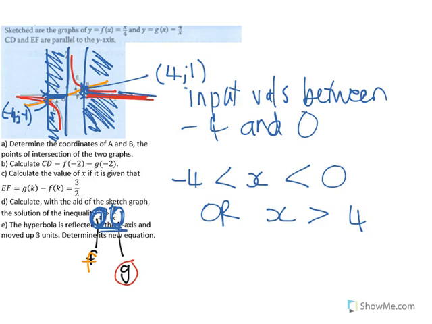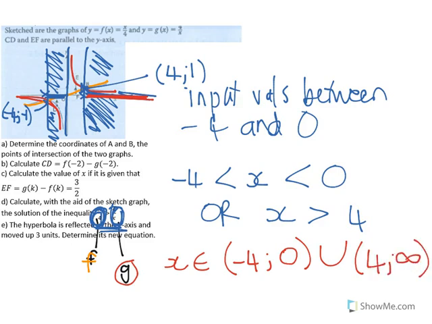The other way you can write it is in interval notation. So you can say that x needs to be an element of the following interval. So from negative 4, but not including negative 4, up to 0. And we signify that with the union sign, it must be in the interval from 4 up until positive infinity. So whichever notation you're more comfortable with, use that.